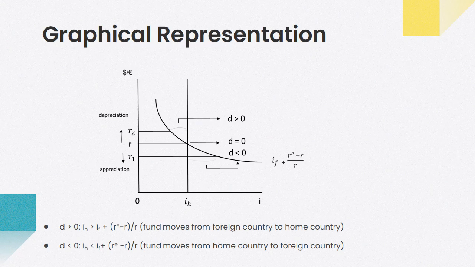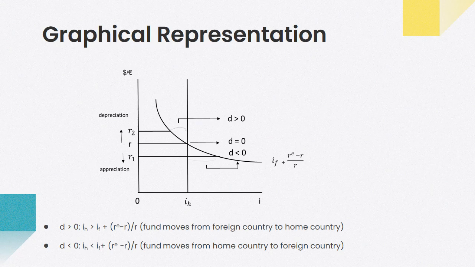Here we can see that the curve for expected dollar return on euro deposits is downward sloping. Why? Because given IF, that is foreign currency return, and RE, which is expected exchange rate, the rise in exchange rate R means a decrease in IF plus (RE minus R) by R. So, when exchange rate R increases to R2, there will be a depreciation of domestic currency. So, when D, that is arbitrage opportunity, is greater than 0, IH, that is domestic currency return, is greater than IF plus (RE minus R) by R. That means fund moves from foreign country to home country.